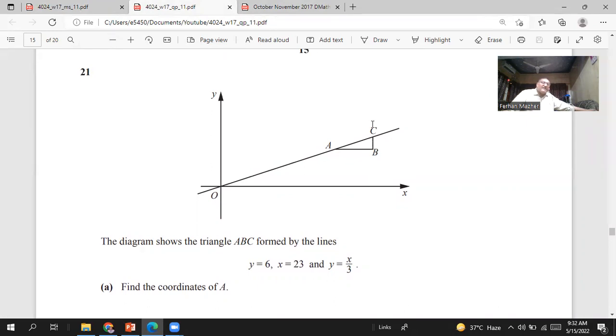So, you know, this line is a vertical line. And here the x coordinate of B is 23. The x coordinate of C is also 23. Then we have a line AC whose equation is y equals x by 3. This kind of line, which does not have a y-intercept, means it's a straight line passing through the origin. So the equation of AC is given.